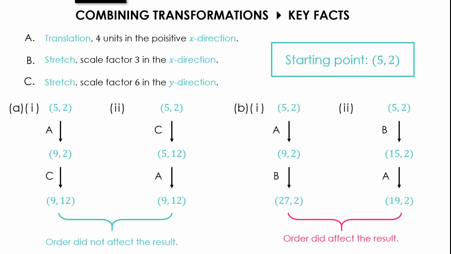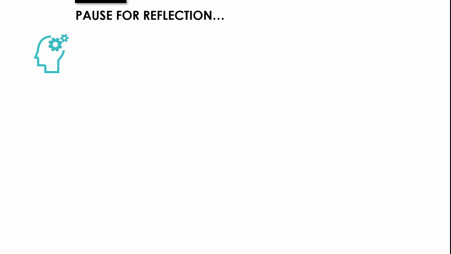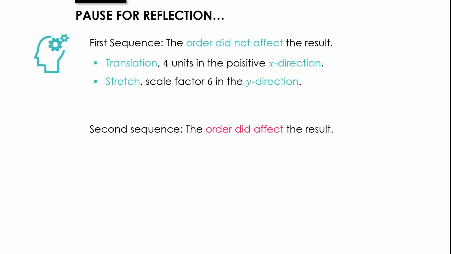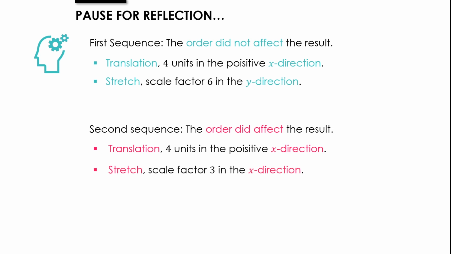So we need to consider then, why did the order of the transformations we applied in part A not affect the result, but the order of the transformations we applied in part B did affect the result? So here are those transformations again. In the first sequence, where the order did not affect the result, we did a translation in the x direction, followed by a stretch in the y direction. In the second sequence, the order did affect the result. We did a translation in the x direction, followed by a stretch in the x direction.